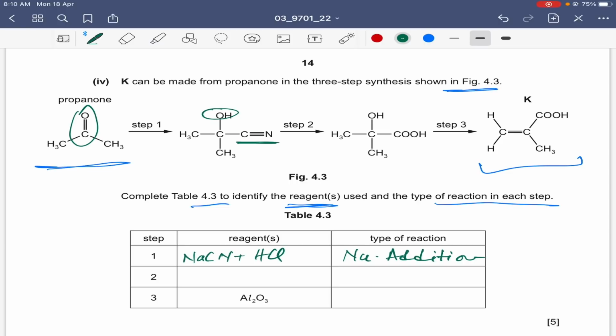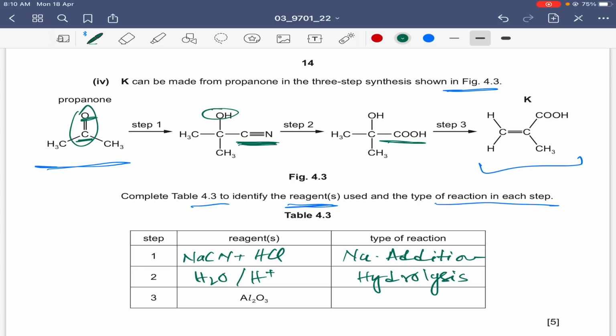So cyanide ion will act as a nucleophile, it attacks on this carbon, and oxygen will gain a hydrogen, so we get this cyanohydrin. Then step 2, what is happening? Everything is same except for this cyanide converts into carboxylic acid, COOH. So this is acidic hydrolysis of cyanide. So this is the hydrolysis reacting with water in acidic medium, right?